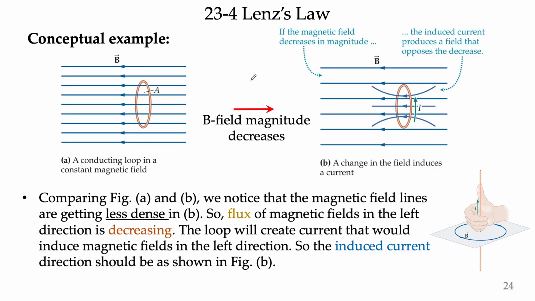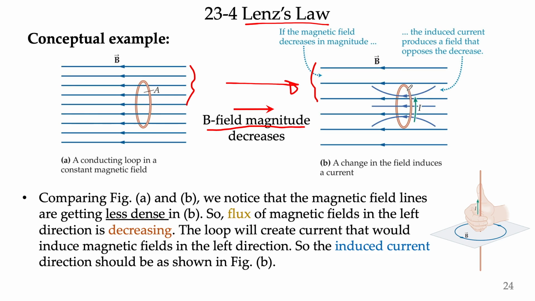Okay, what about this example? Again, we are talking about Lenz's law. Now we have the loop here. Now in this example, what changes is the magnitude of the magnetic field lines. Now you can see that they are dense here, but they are less dense here, right? So the magnetic field lines are to the left. What happens is they are just getting less dense. So the flux through the loop is decreasing. Magnetic field is to the left, the flux is decreasing.